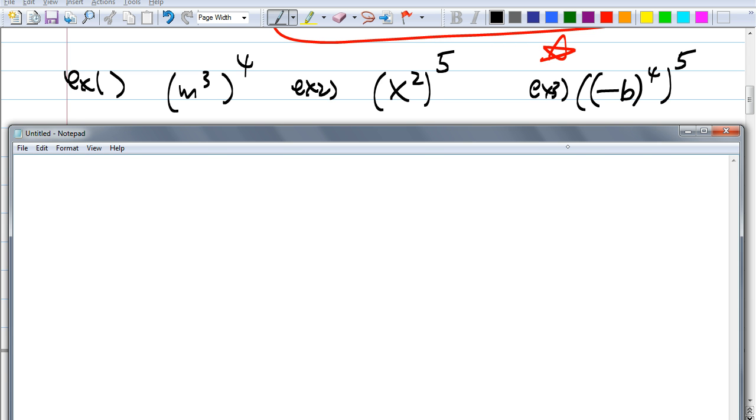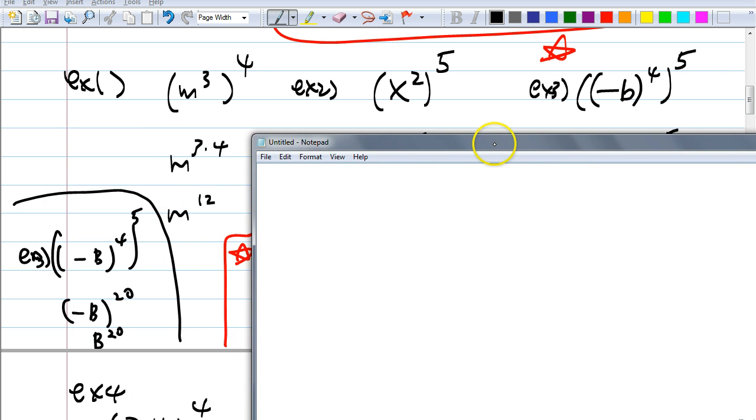You can tell me how to do example 1. How about Lucia? What do you think? M to the 12th power. What kind of work do you think I want to see? Which means just 3 times 4. I want to see something like this.